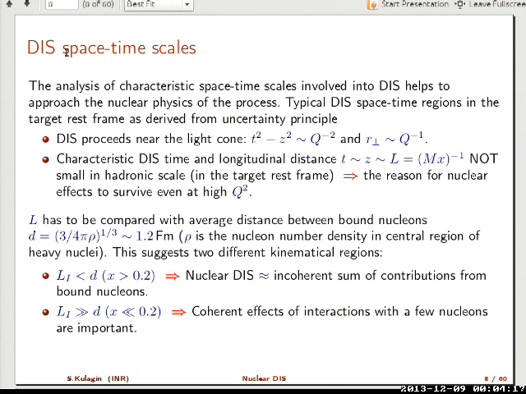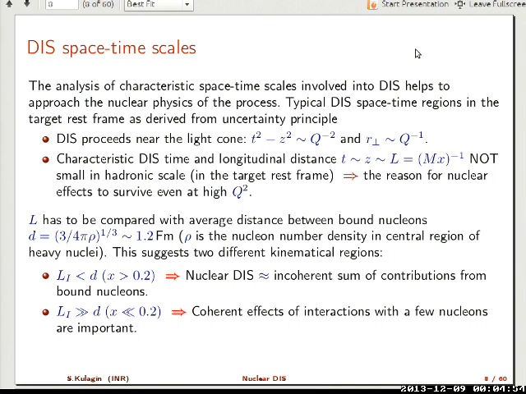So if you talk about possible mechanisms for nuclear deep inelastic scattering, then it's useful to look at characteristic times and longitudinal distances involved in this process. And it's a simple exercise, actually. We just look at the correlator of the current and study the exponent which is there.